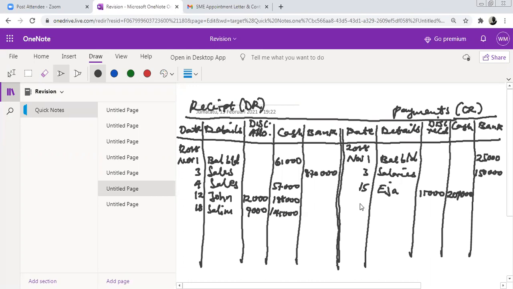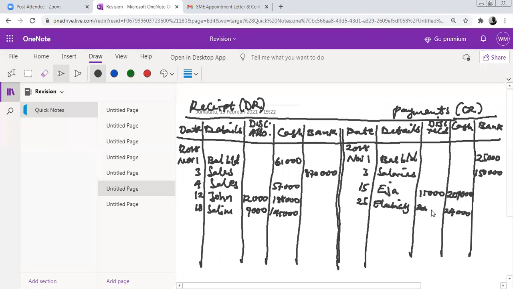And lastly, on 25th, we paid electricity. We paid electricity by cash, 24,000. Sorry, cash is here, 24,000. And that is now the posting.